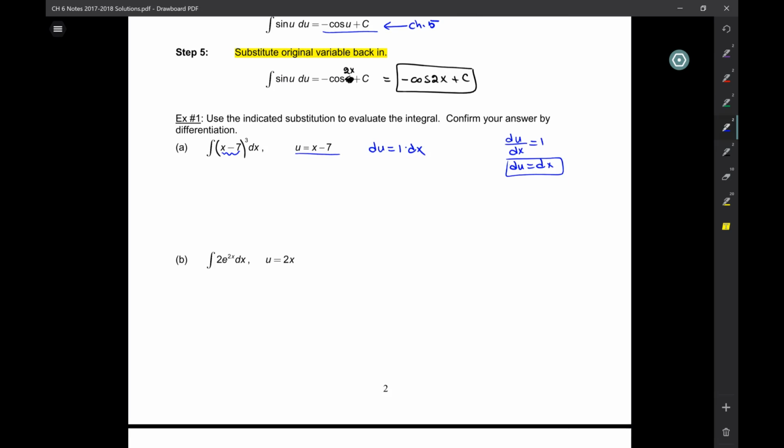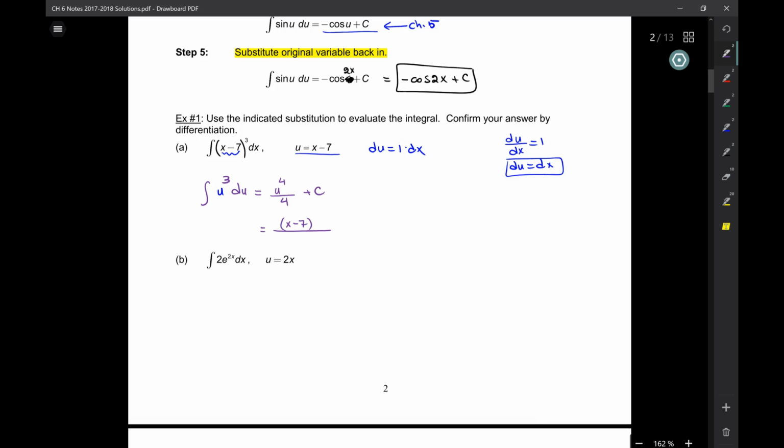Now we need to substitute, and we need to make sure we cover everything. So x minus 7, that was our u, right? So it's u cubed. And then what do I have left over? Just dx. And what is dx? It's du. So look at that. It's such a cute little problem to integrate now, right? So I integrate this like I did in chapter 5. U to the 4 over 4 plus c. And now I put in, what was my u?